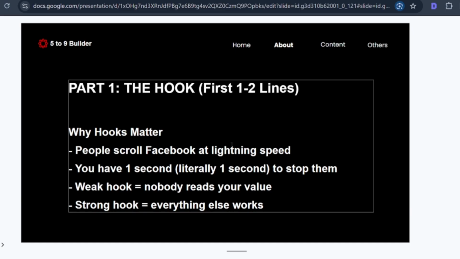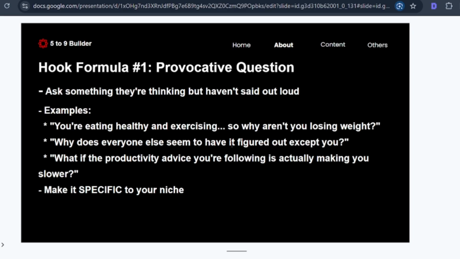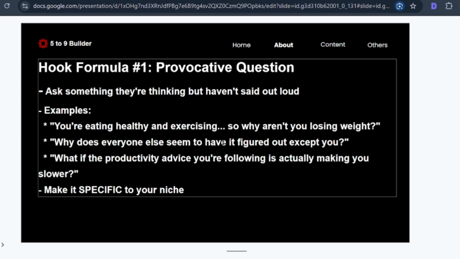All right, so now let's see some of the formulas that you can use, or some of the things that go into hook creation. The first formula that you can use to create a hook is what we call the provocative question. You provoke people with a question, and the question will pull the person in, so that the person will want to find out what the answer is going to be. So for example, you ask something they are thinking but haven't said out loud. Okay, so that is the provocative question.